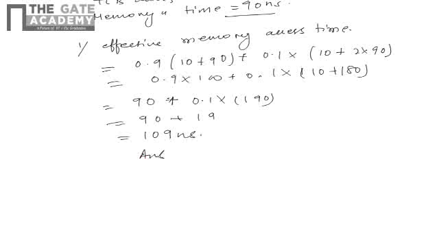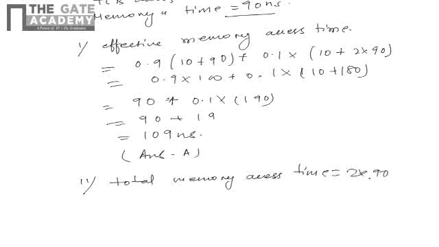So the answer is A. In the second part they have asked us what will be the reduction in the slowdown of the memory access time. Okay, so the total memory access time is how much? Total memory access time is how much? 2 into 90, right? So it is 180 nanoseconds.